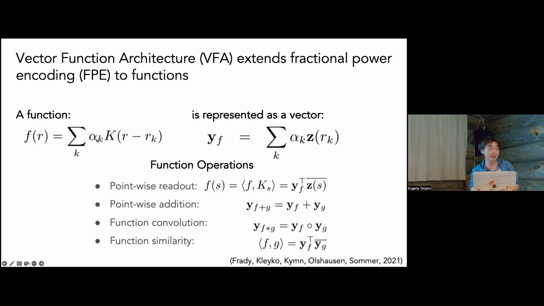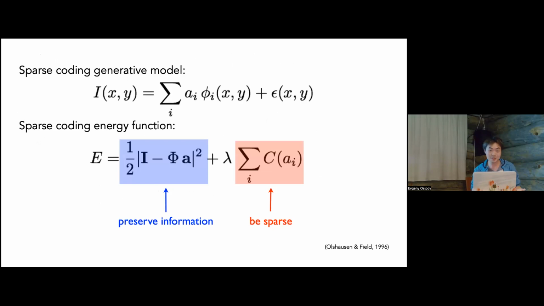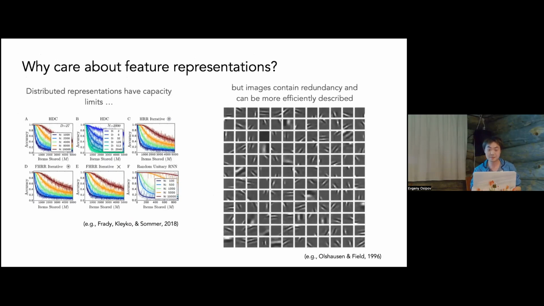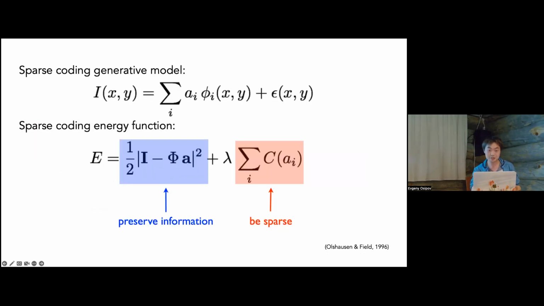I just want to point out that this linear summation model is very similar to the sparse coding generative model, where we have a linear combination of our basis functions. These are the Gabor-like functions in the case of natural images that we were seeing before. But in addition to that, we have an additional term in the energy function. We usually perform gradient descent for sparse coding to enforce that the solutions we find are sparse.